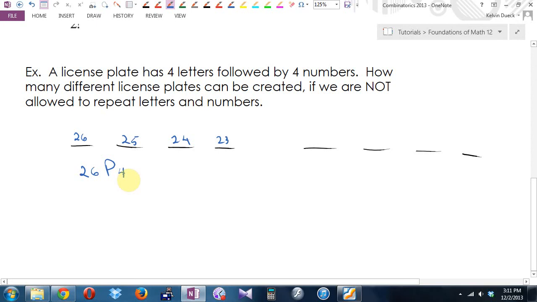And then it says 4 numbers. How many choices do I have for the first number? How many choices do I have for the first number, folks? 10. Then. And this happens to be what? 10P4.